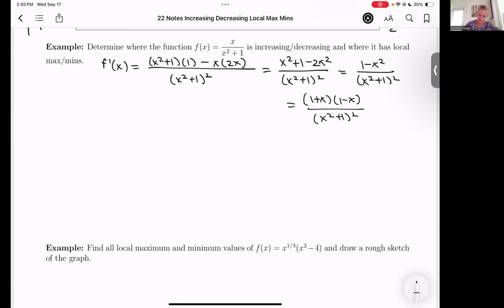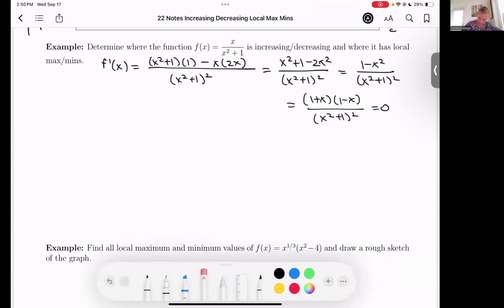Okay. I notice that the derivative will be 0 if x is plus or minus 1. So plus and minus 1 are going to be critical numbers. The denominator is never 0 here because x squared plus 1 is always positive, so we have no places where the derivative does not exist. So my only critical numbers are plus or minus 1.